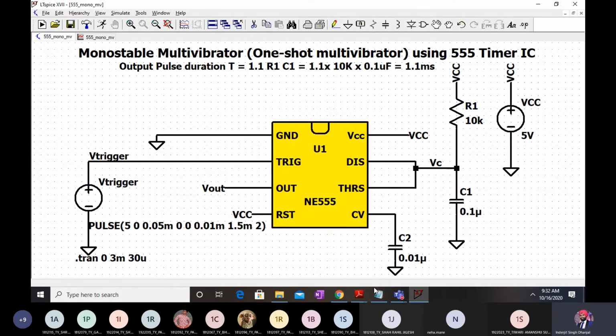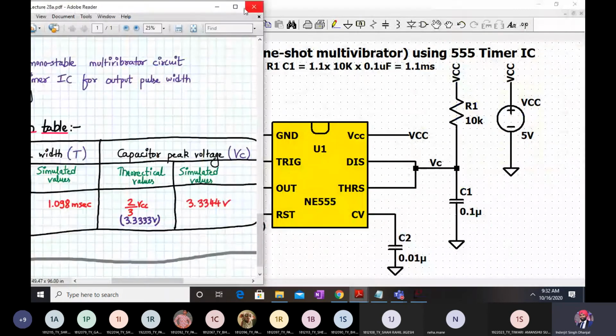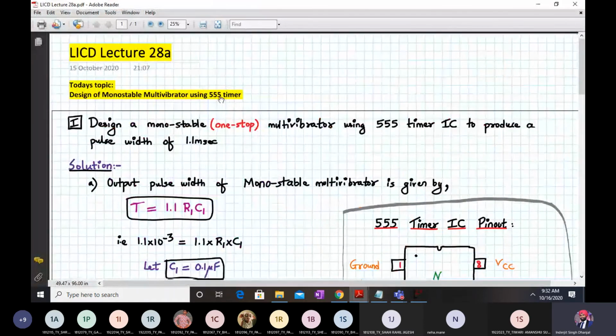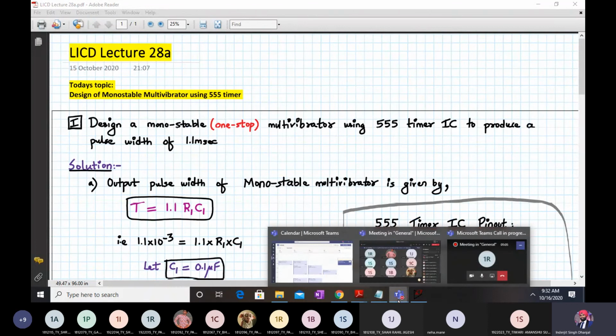I think we have covered most of the topics for this lecture number 28A. So that's it for this lecture number 28A. Next we'll see the design, the analysis and the working of the monostable multivibrator in detail.